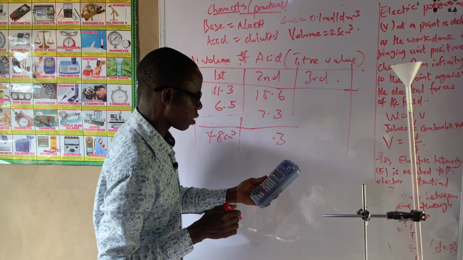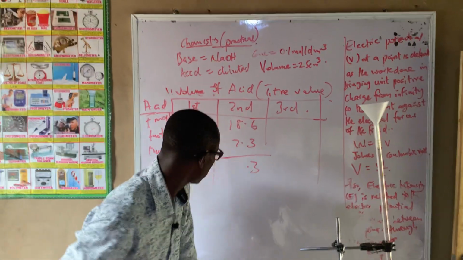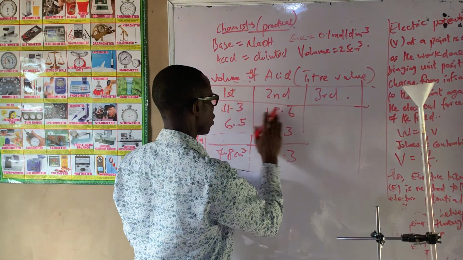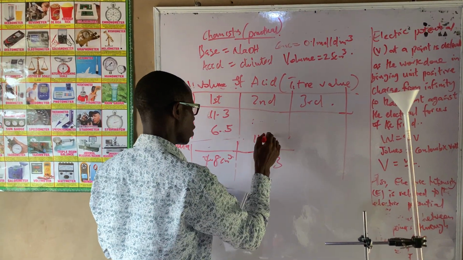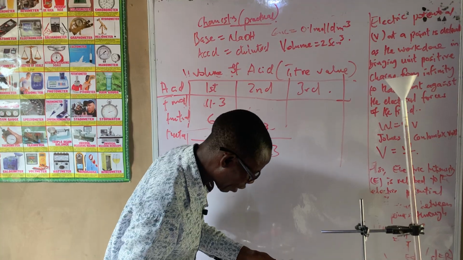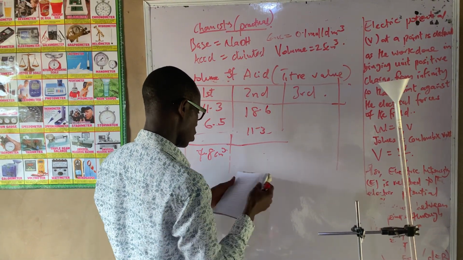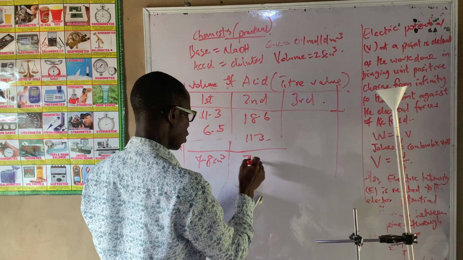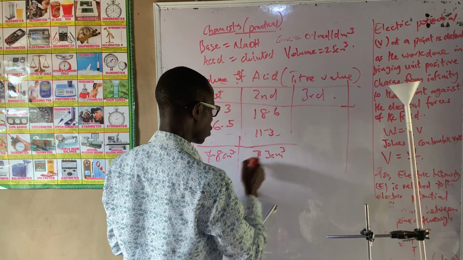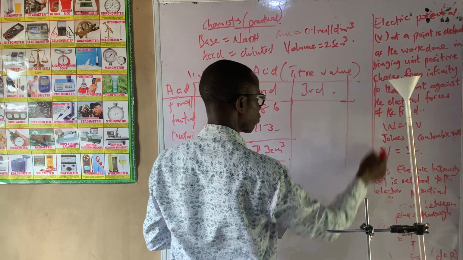So let's go to the second one that is a little bit good. The initial is now 11.3 here. The final is what? The final is 18.6. So when you subtract it, it's 7.3 centimeter cube. This one we pick. Go to the next one.